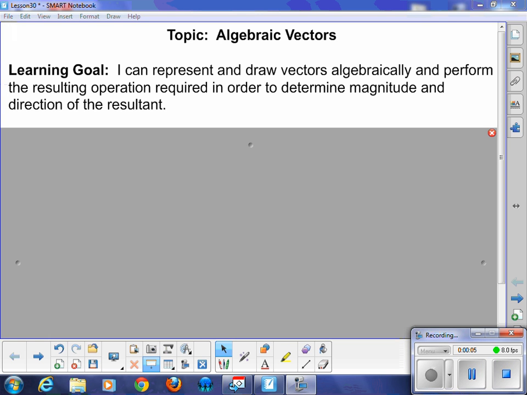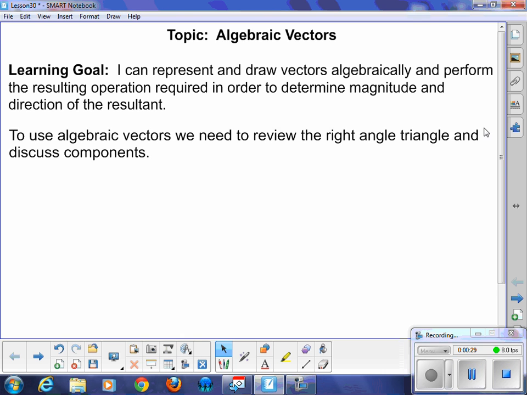So in the previous lesson you did geometric vectors and you added them using the picture format. In this particular unit we are going to move and write them as equations so that you can use your algebra skills. So the goal: you can represent and draw vectors algebraically, and then you can perform operations, and I'm referring to your standard algebraic operations of adding and subtracting in order to find a magnitude of a resultant.